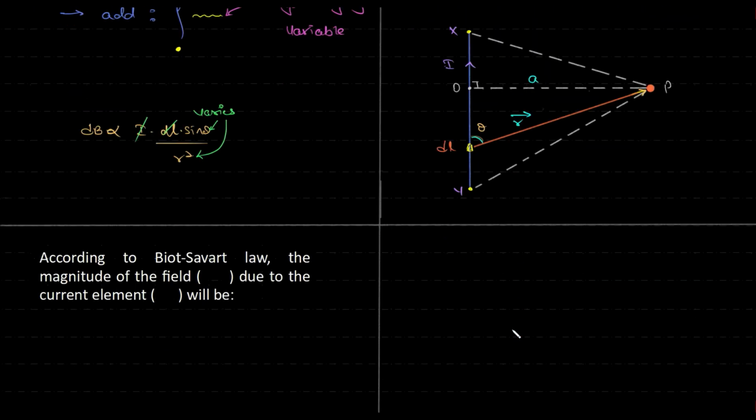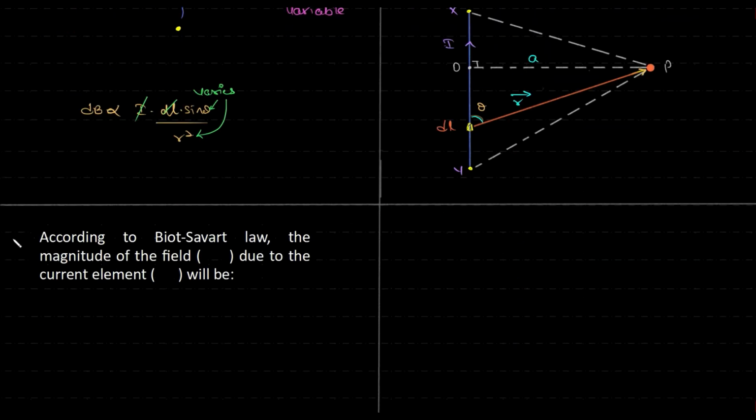Now, let's write the obvious. As per Biot-Savart's law, the magnitude is dB and the element is dl. So we have dB proportional to I, how long the wire is, the angle we are dealing with, and the distance. When we remove the proportionality symbol, we get the constant mu naught by 4 pi.